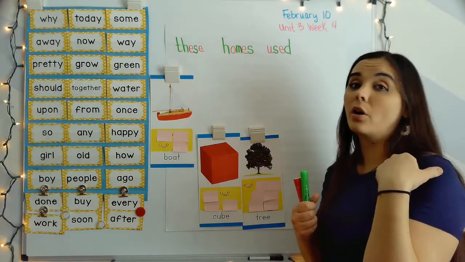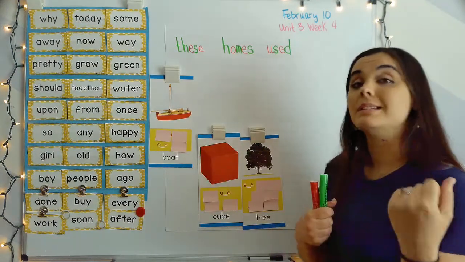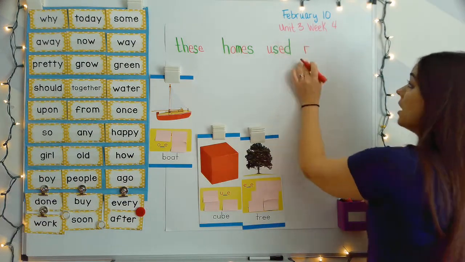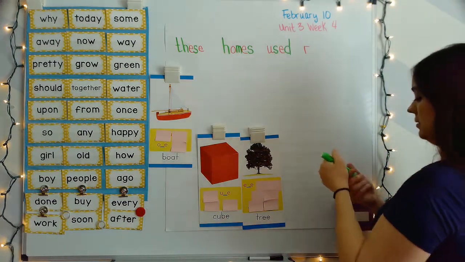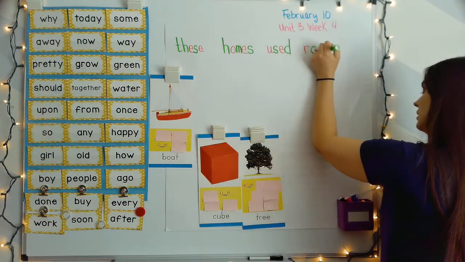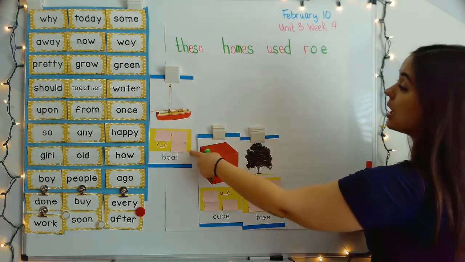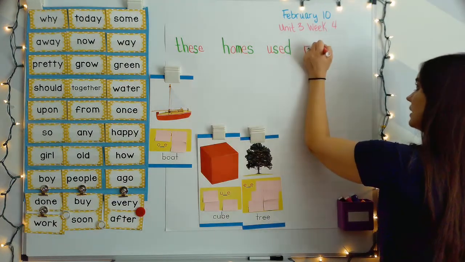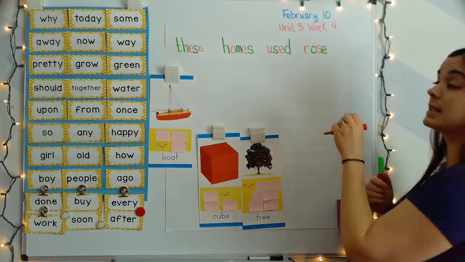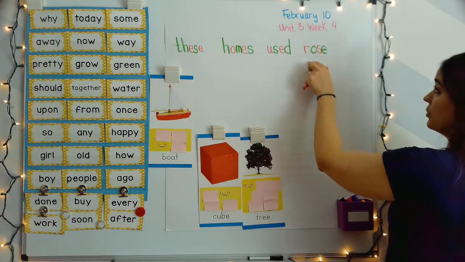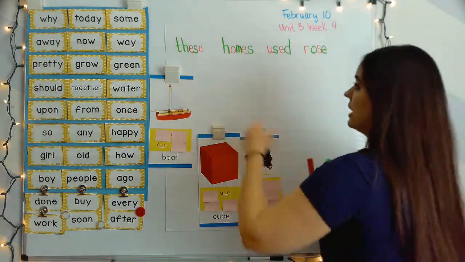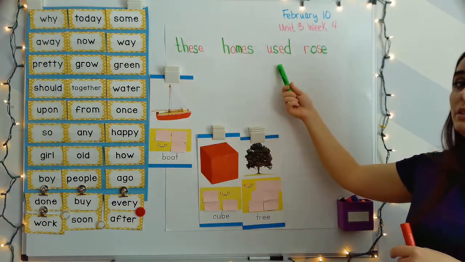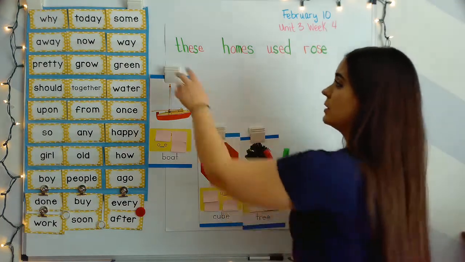Next word, rose. Your turn. Ro, Z. Rose, like a beautiful rose. R says rr. O blankie, boat card, makes that long O sound. S says Z. O, Z, rose. All right, let's go ahead and read our first line. These homes used rose. Your turn.